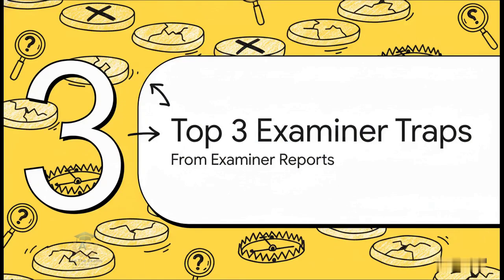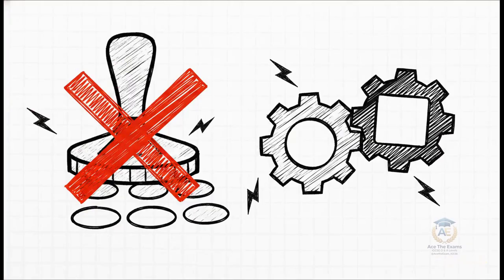Section 3, the top 3 examiner traps. This is where we look at the exact roadblocks that destroy candidates. Knowing exactly what to do is important, sure, but knowing what absolutely not to do is critical. Straight from the principal examiner reports, here are the 3 fatal flaws where the majority of students fail. Trap number 1, using the wrong approach for the wrong context. You cannot use a one-size-fits-all method for every single retirement scenario.